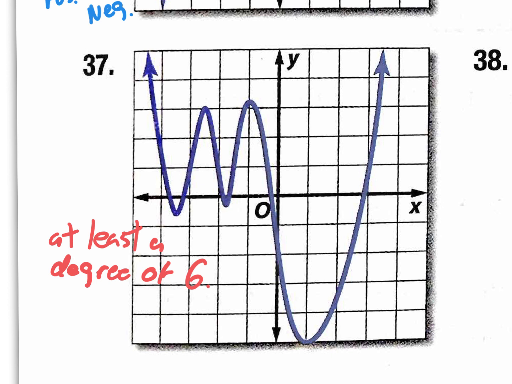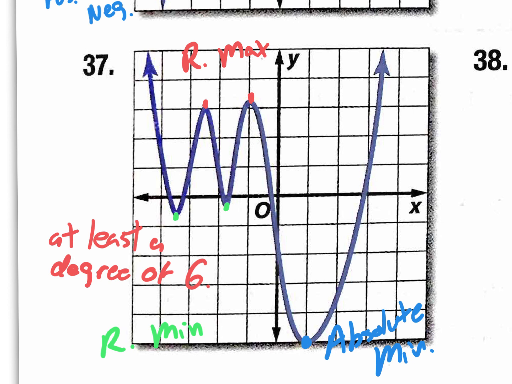What else? How many relative maximum values does this have? 2, right? Right here and right there. How many relative minimum values does it have? 3. Aha, I got you. 2. This is a relative min. This is a relative min. But this guy down here, it's not just relative. That is the absolute minimum value, right? This is absolute minimum. Anything except the lowest one.